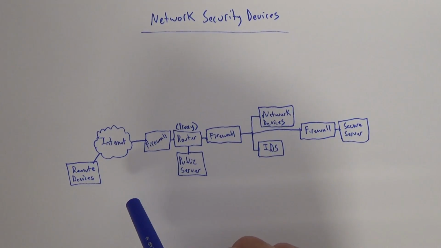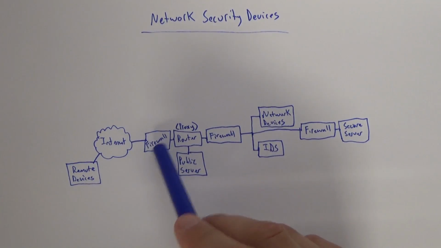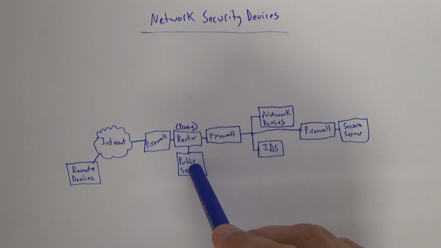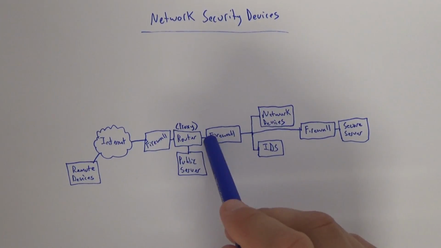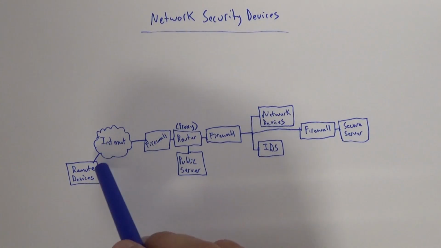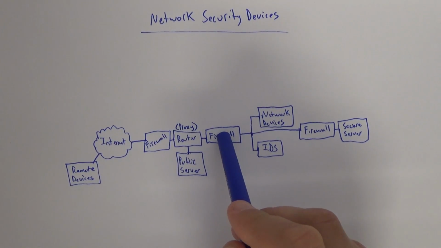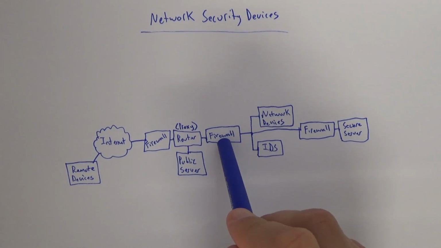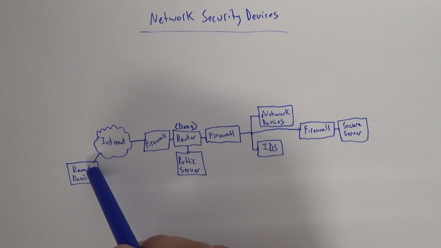A VPN is a way of tunneling or encrypting traffic and sending it across the internet to another device. And because we know that this router has public access because of the public servers, this firewall probably has public access. We're going to use this firewall as our VPN server. So essentially what's going to happen is our remote devices are going to create an encrypted tunnel to this firewall. And that encrypted tunnel sends all of the traffic to this firewall. This firewall then decrypts it and sends it on to the rest of the network as though these devices were actually inside the network.